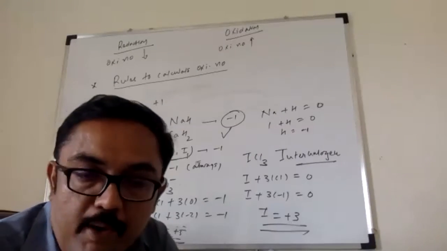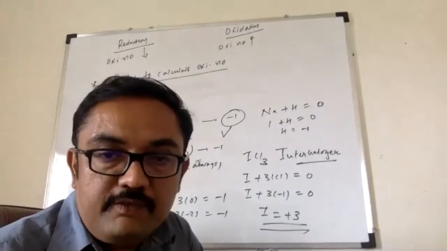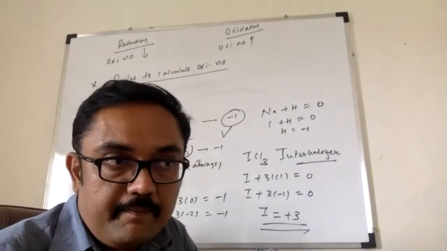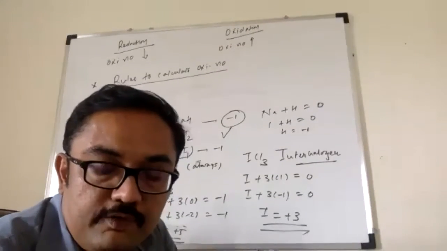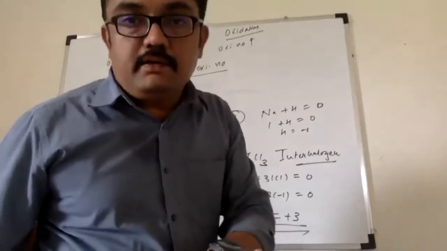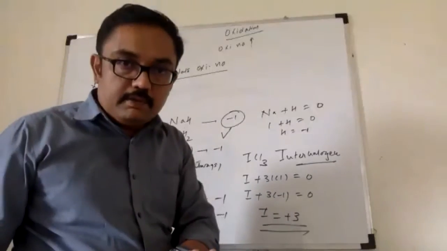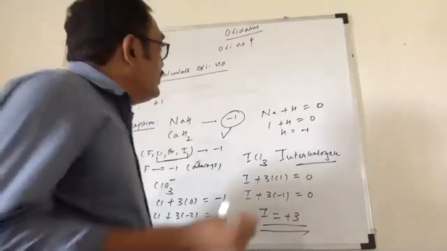See, if the compound is covalent, we will not talk about ions. We will talk about ions only if the compound is ionic. In a covalent compound, it's not ions. It does not get split like an ionic compound. Let me give you one example to understand this.